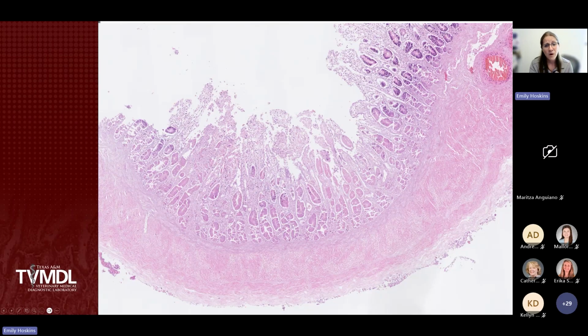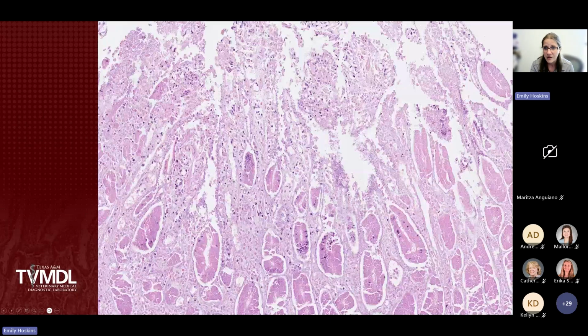And what makes this really tricky is that you can see this change with autolysis, or you can see a very, very similar change with necrosis. And so it can be really hard to piece out sometimes. Am I looking at autolysis, or am I looking at this change due to necrosis? In the case of this calf, if we look a little closer, we also have bacteria within these areas of changes. They're in the villi, and they're also going down a little bit into the crypts.